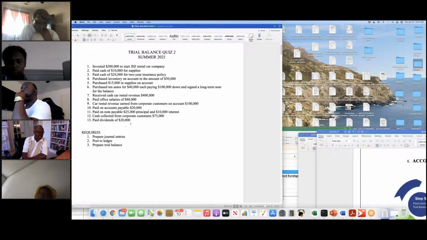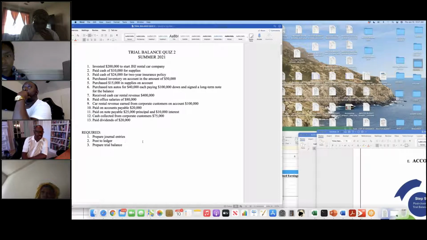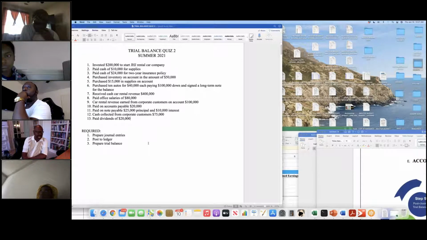So we're going step by step, prepare the journal entry. Now we post it to the ledger and prepare the trial balance. We analyze them. So now we're ready for the next step. But we need to review trial balance quiz two, so everybody see how that worked and how they did.